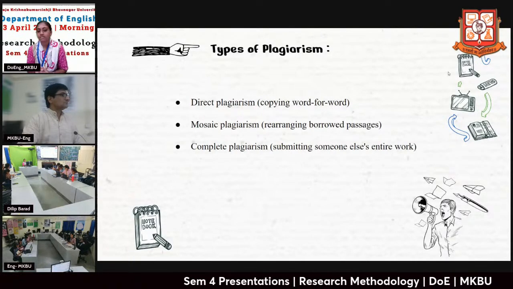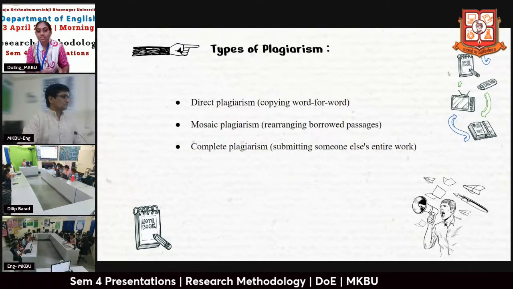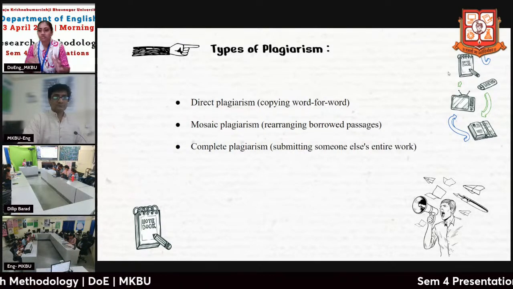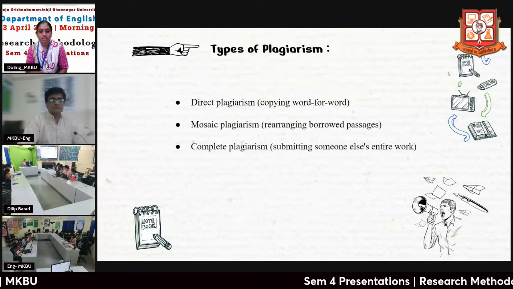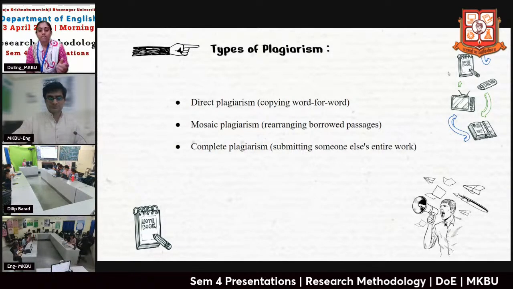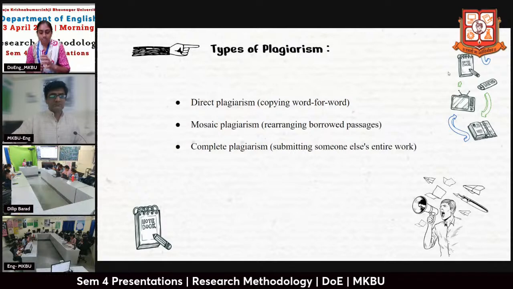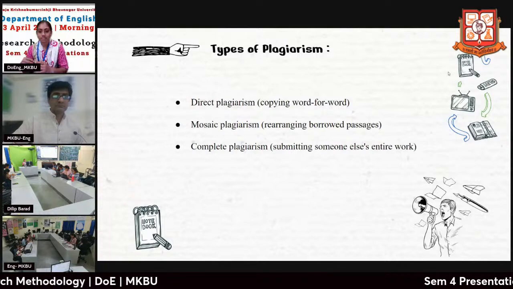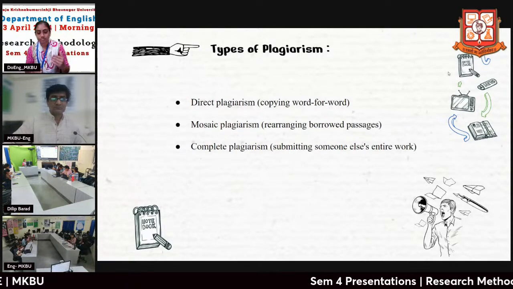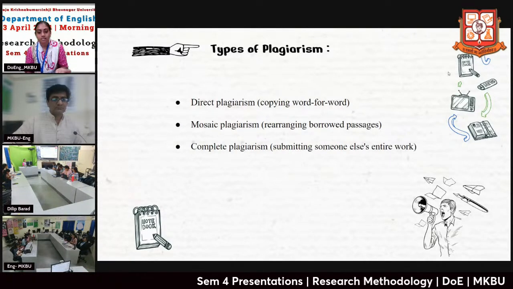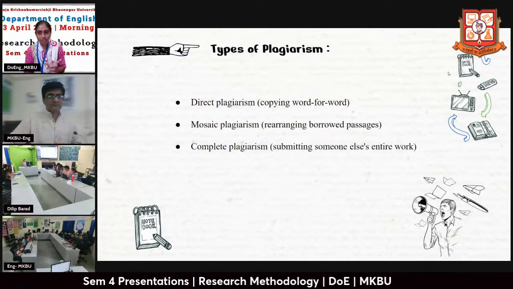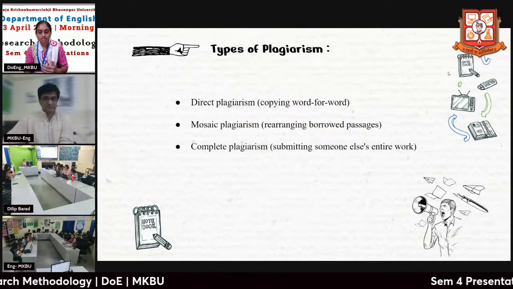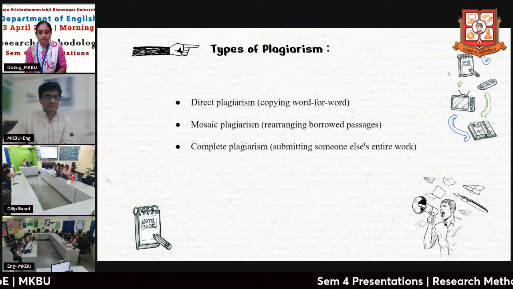There are three types of plagiarism. Direct plagiarism, in which the person takes some of the words from another person's words. In mosaic plagiarism, the person takes some of the paragraphs from the works. And in complete plagiarism, the person takes whole works and gives them as their own.